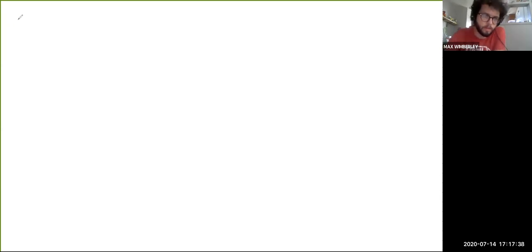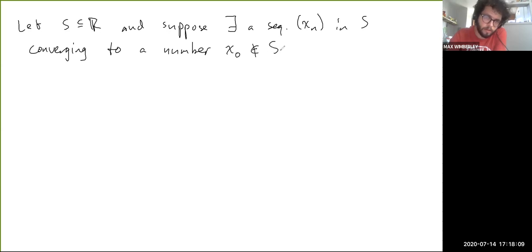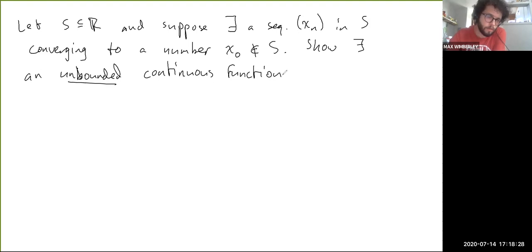Let's do this one. Let S be a subset of R, and suppose there exists a sequence xn in S converging to a number x naught not in S. Show there exists an unbounded continuous function on S.